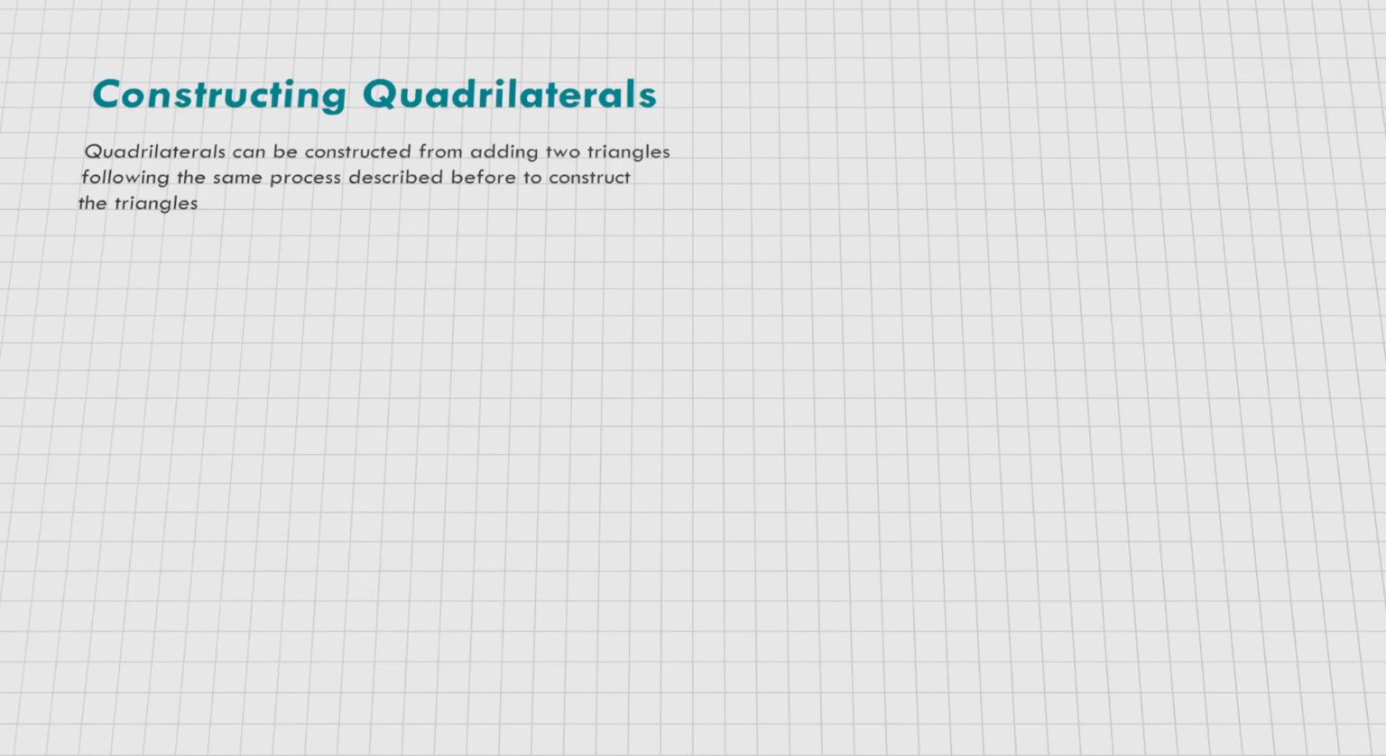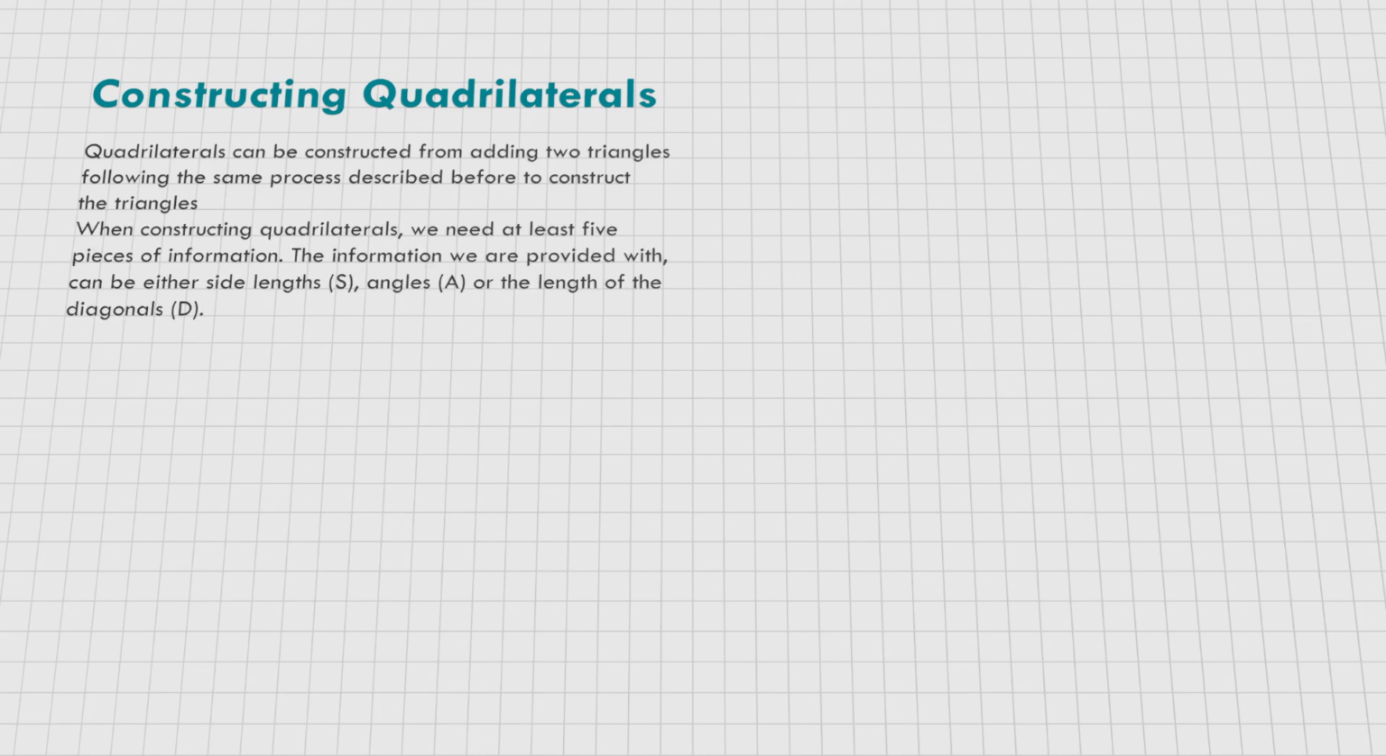Quadrilaterals can be constructed from adding 2 triangles following the same process described before to construct the triangles. When constructing quadrilaterals, we need at least 5 pieces of information. The information we are provided with can be either side lengths S, angles A, or the length of the diagonals D.